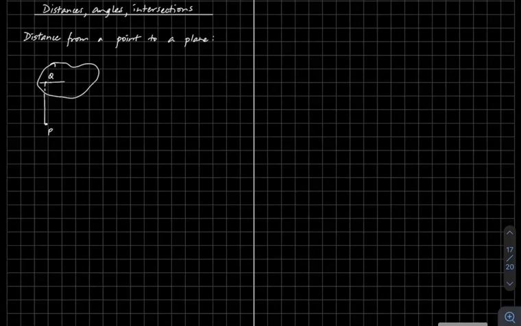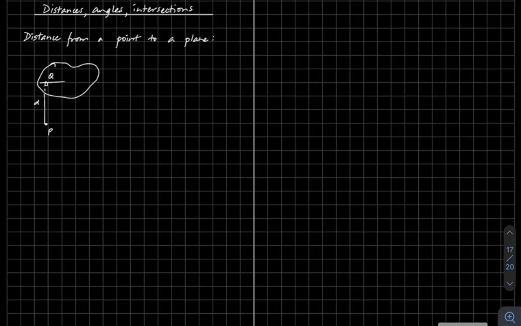So if I was to draw that there, I'd be saying that the line connecting P to Q would be at right angles to the plane. So let's call that D. That's the distance that we're trying to find.